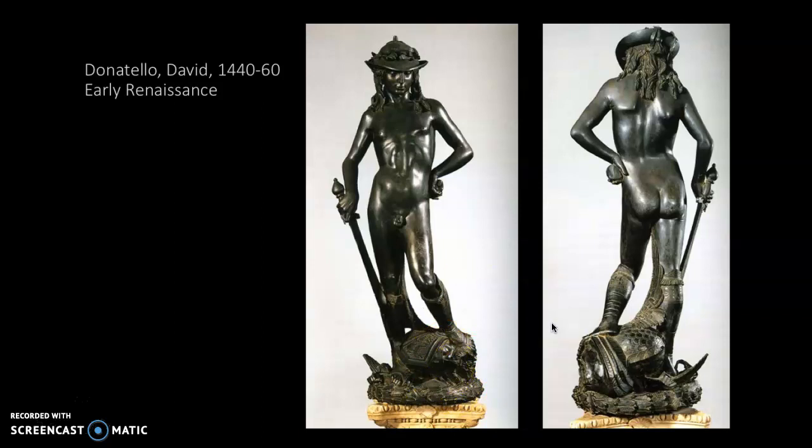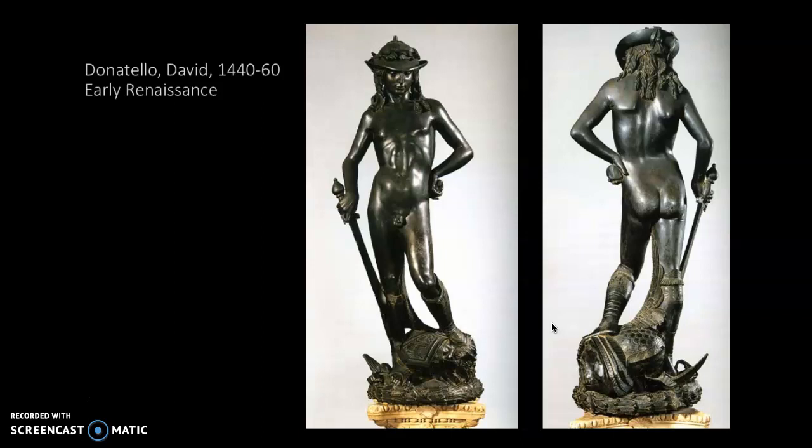And what's so important here, and I think this work really characterizes the Renaissance well, is that it's the first known life-sized, freestanding male nude since antiquity. That's a lot. The first known life-sized, freestanding, sculpted in the round, male nude since antiquity.